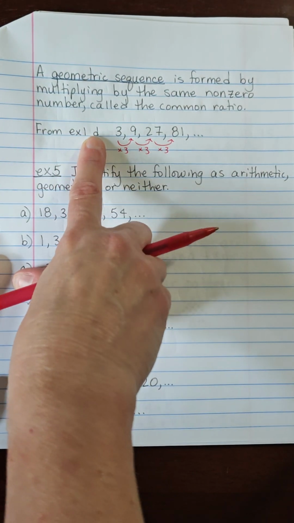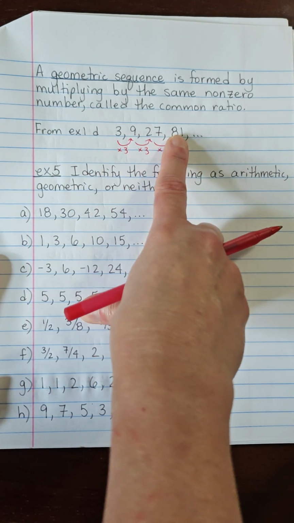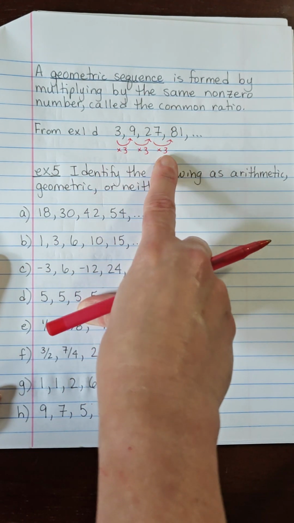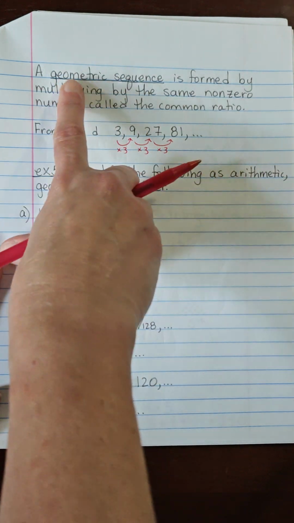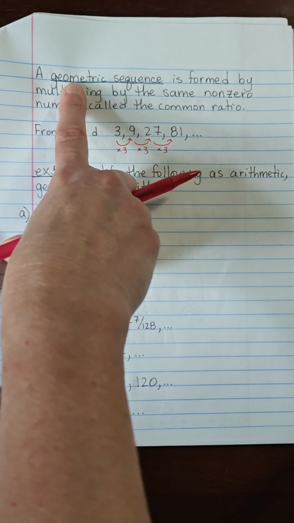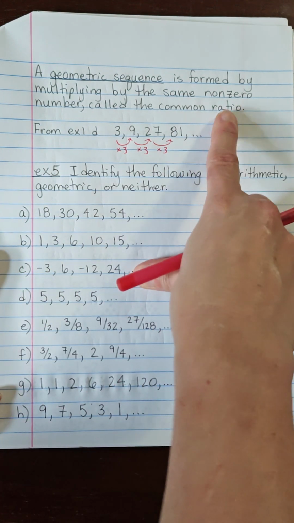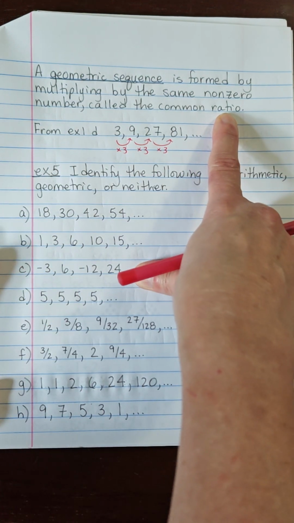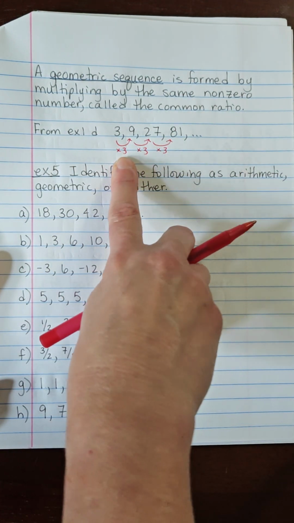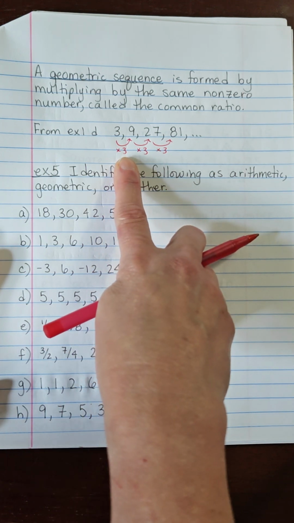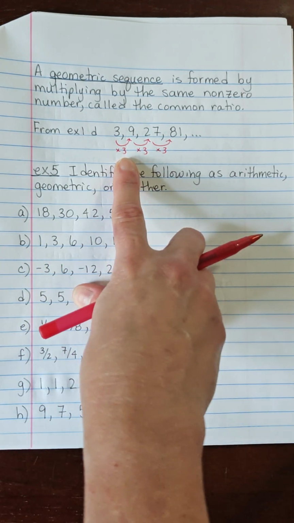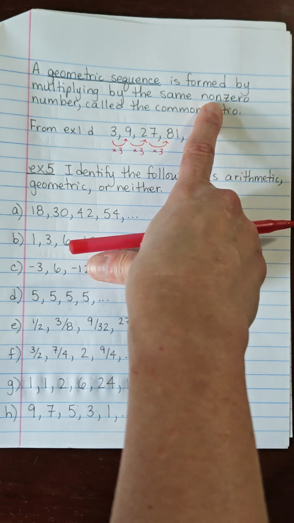From example 1D, we had this sequence where we multiplied by 3. So that would be a geometric sequence. Now, this same fixed number, this common ratio that we're multiplying by, can be positive, it can be negative, it can be a fraction, it can be a decimal, but it can't be 0. So it's not going to be 0.